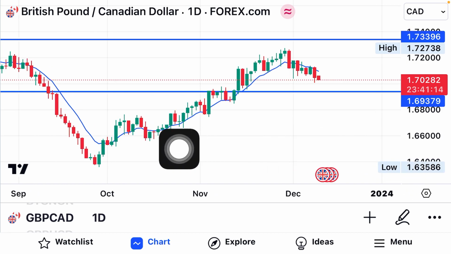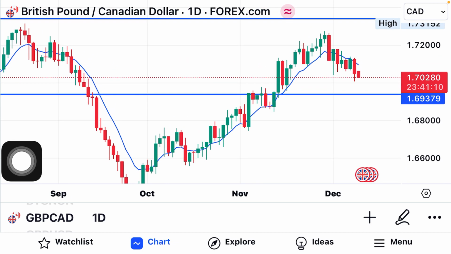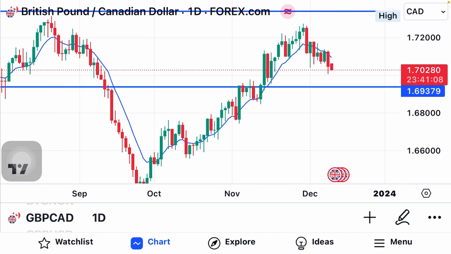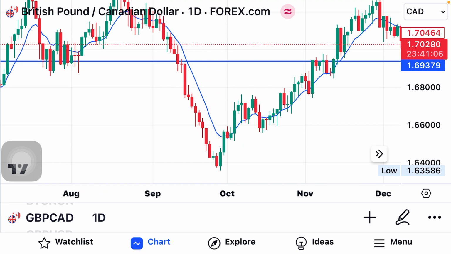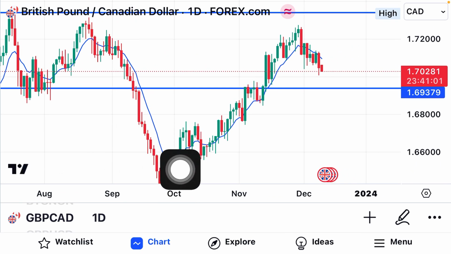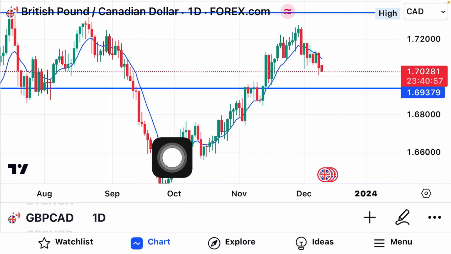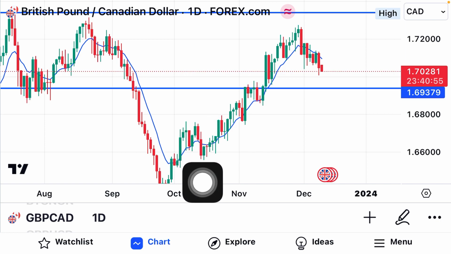Now I want you to study the formation of the candles. It will help you understand who are the major players in the market. From here, we discovered that the market was going bullish, right? But look at the bullish market and look at the retracement.